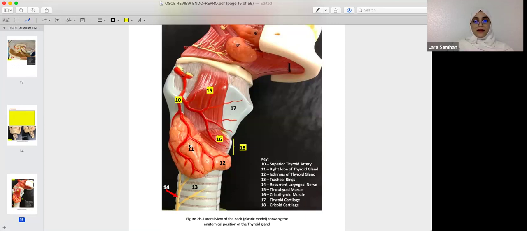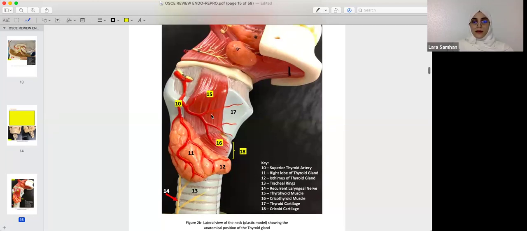And then here we have a muscle which is called the thyrohyoid muscle. Why is it called thyrohyoid? Because it's attached to the thyroid cartilage and the hyoid bone, as we can see here. Yes, exactly. So we have this artery, as we said, which is the superior thyroid artery.